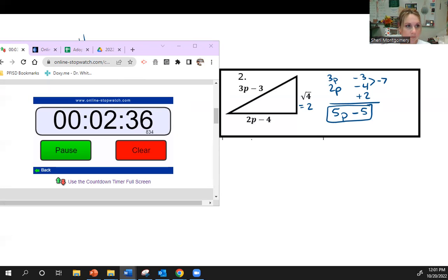Wait. 5P plus 6P. No, it's 11P. 11P. It's not. Is it 11P plus 5? We're not getting 8 for it. It's not right. It's -4 plus 2.